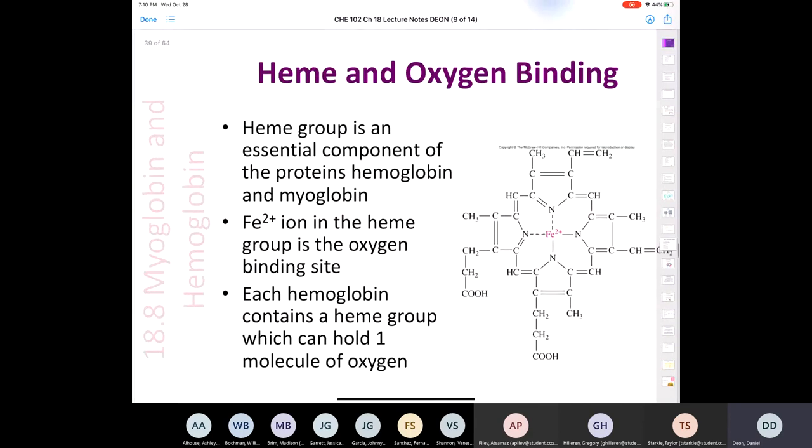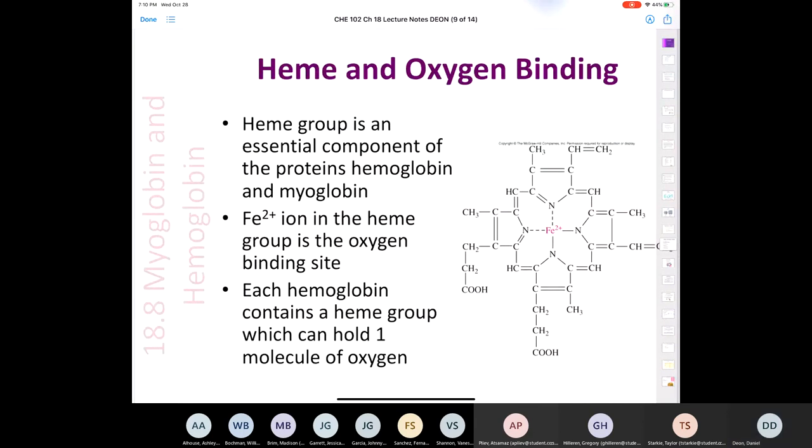Here's the structure of the heme group shown here. On the right, you can see there's a lot of carbon and hydrogen, but it also has some nitrogens in it, and those nitrogens interact with an iron 2+ ion, and that is where the oxygen binds. Now, something that's beyond the scope of our class is you probably noticed these aren't covalent bonds. What's up with these dashed bonds here? It looks like two covalent and two dashed ones there. It's called a coordination complex. It's beyond the scope of our class, but I'll just tell you that the nitrogens kind of hold the iron inside the heme unit. So each hemoglobin contains a heme group which can hold one molecule of oxygen.